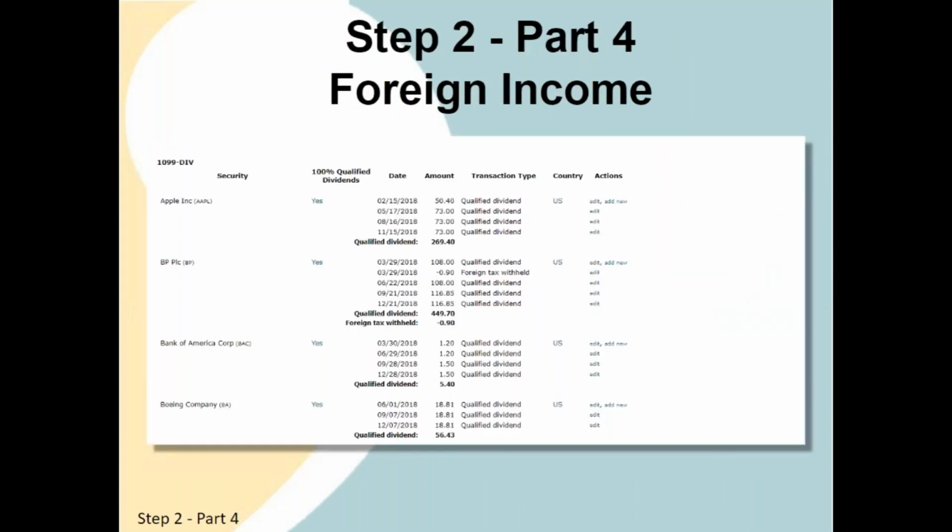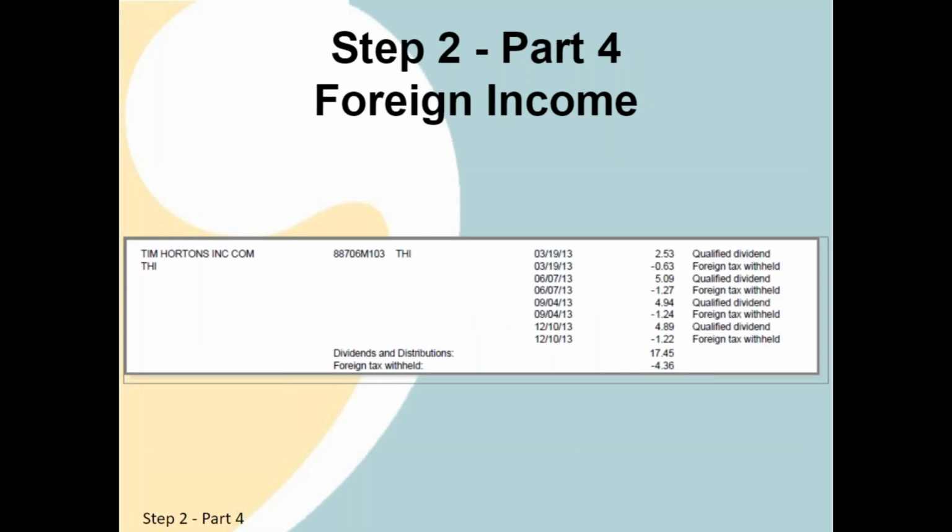The final part of step 2 is where you address any foreign tax reporting issues. On the bivio 1099 DIV review form, the country shown in this column labeled country code should be the country where the company that has issued the stock is incorporated. You should have a country other than US identified for any stocks where you see foreign tax withheld on your 1099.